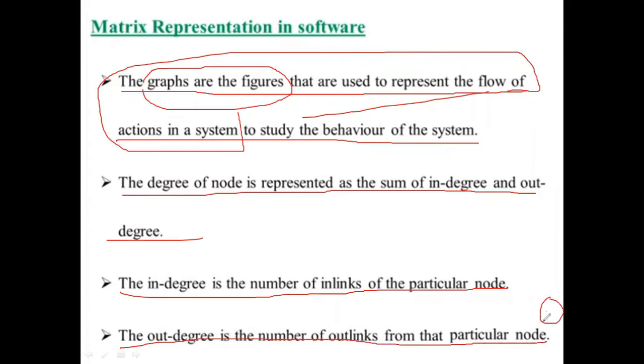For example, this is the A node. Based on the transition, if the path reaches state A, node A, then we call this an inlink. Similarly, if A sends a link to any other state or node, then we call this an out degree. Now, the degree of a node is represented as the sum of in degrees and out degrees. Now, what is the degree of the node here? So 1 plus 1: 1 in degree, 1 out degree.